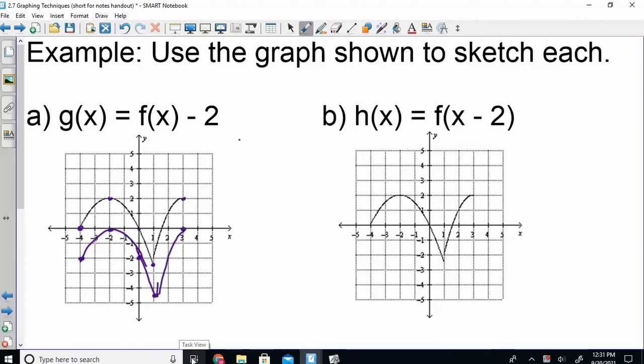Just take some nice points that you can easily tell on your graph and shift those down. What's B going to do? Right 2. So you take these points and shift each of those right 2.